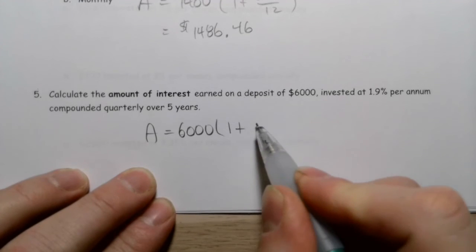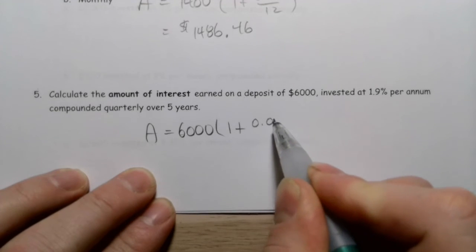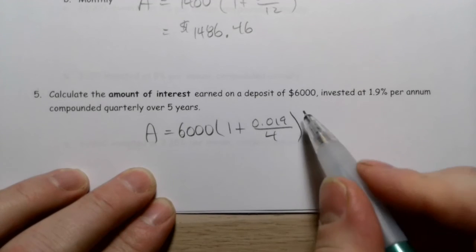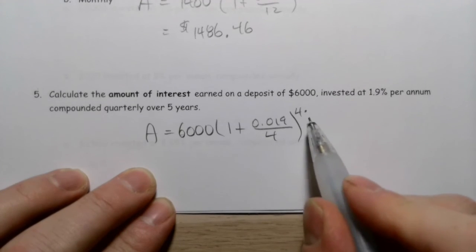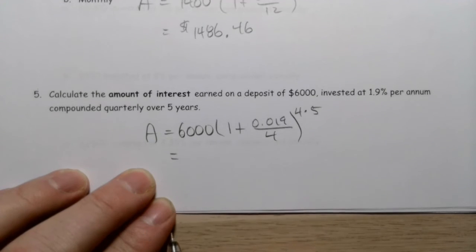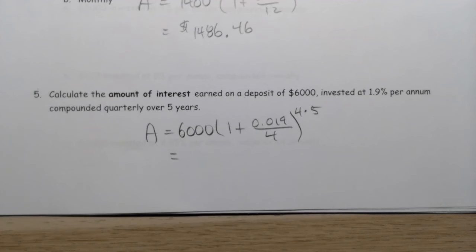So it'll be 1 plus, again, turn that into a percent. Quarterly means I'm going to divide by 4 and raise that to the 4 multiplied by 5, because I have it in there for 5 years. Okay? Oh, and we are looking for the amount of interest.